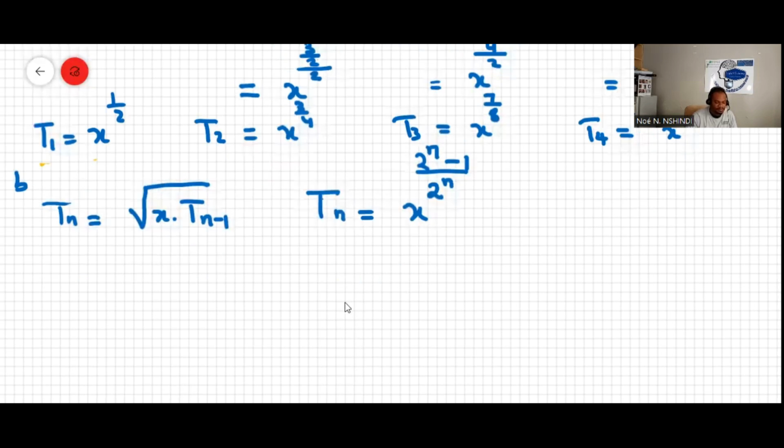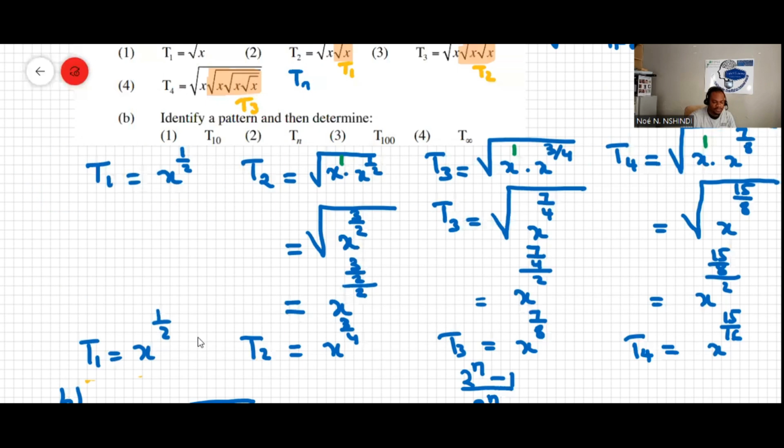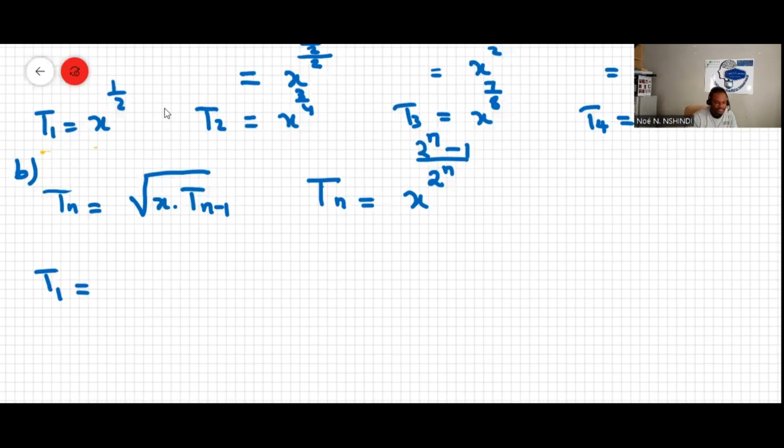That was B. So now T1 will be obvious. Let's say identify T10. I will substitute 10 wherever I have n. So T10 will be x to the power of 2 to the n minus 1 over 2 to the power of n. Instead of writing n, I'm going to substitute that by 10. Sorry, I didn't write it well. I need space.